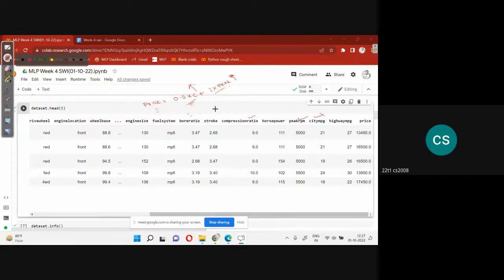So what I want to convey is, let's say your peak RPM is given, your peak RPM is 5,000, and your compression ratio is 9. So 5.5 into 9 plus 25, 10,000, 4.5. So let's say 10,005.